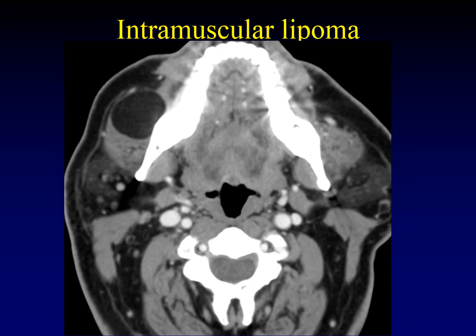Remember that lipomas can occur intramuscularly, and here is a well-defined lipoma arising within the masseter muscle itself and enlarging the muscle.